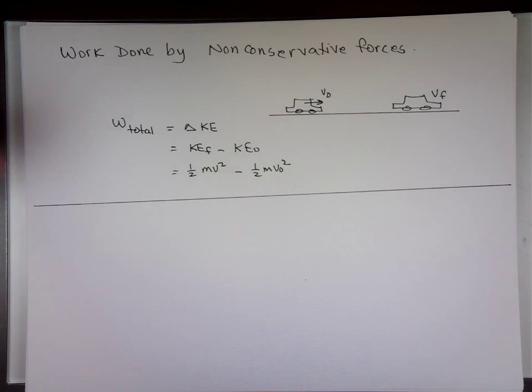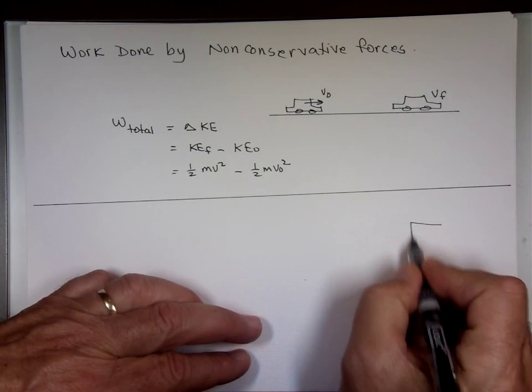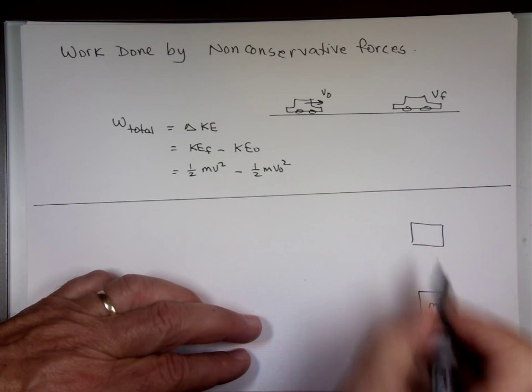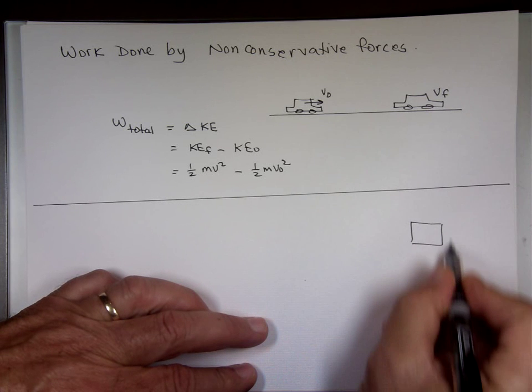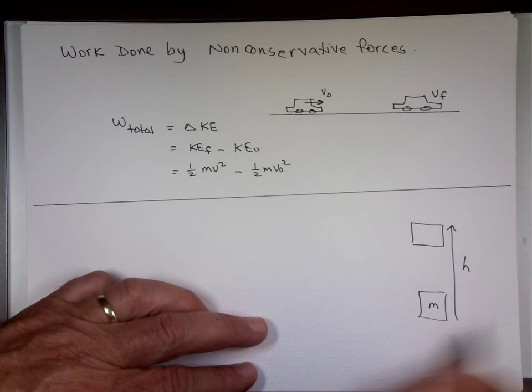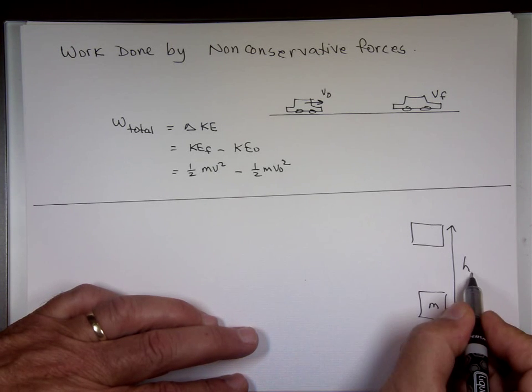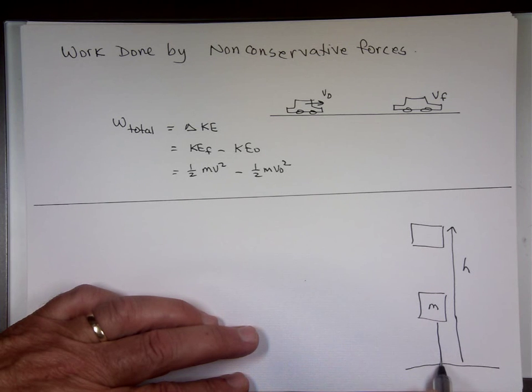Now, if you're picking things up, moving them up and down, a box there has a mass, and you move it a height h. Actually, I'll do it. Let's say this is the ground here. This is h final, and this is h initial.